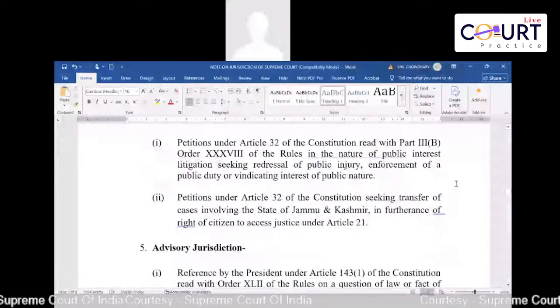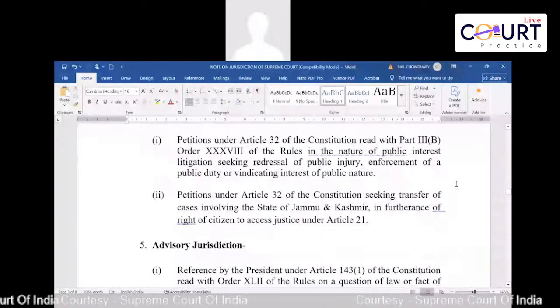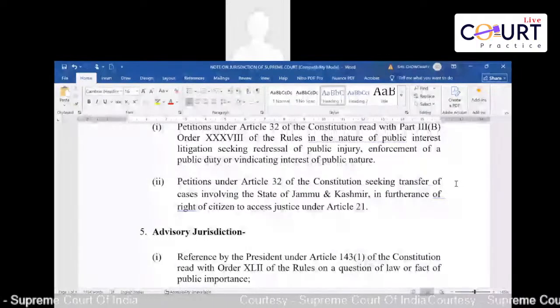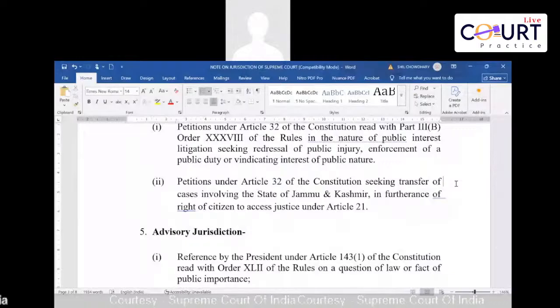Interestingly, Article 32 is also invoked if you are seeking a transfer of a case involving the state of Jammu and Kashmir, in furtherance of your right to access justice under Article 21. So if a citizen feels that his case is not being heard in the state of Jammu and Kashmir, he can file an Article 32 petition seeking transfer to the Supreme Court.